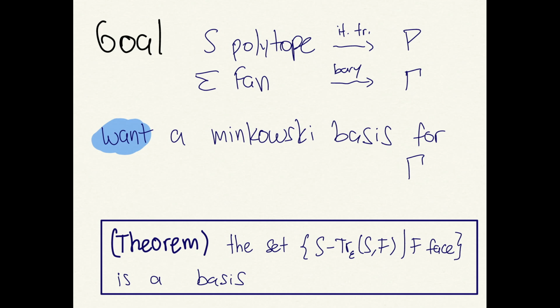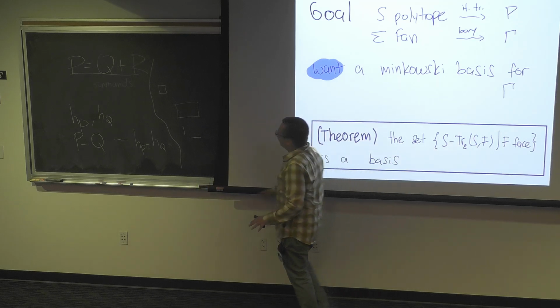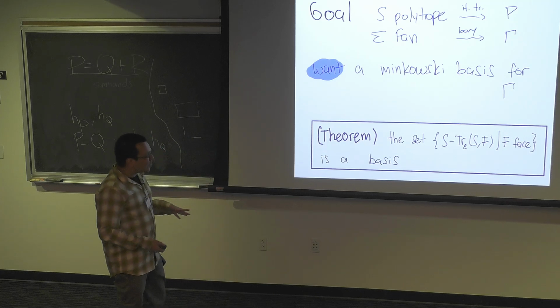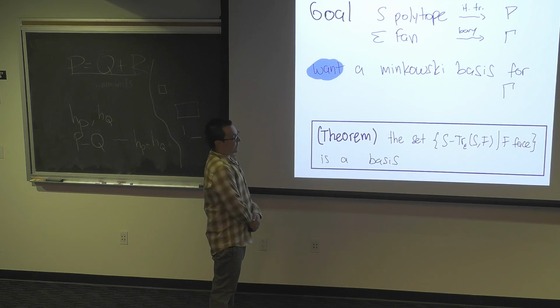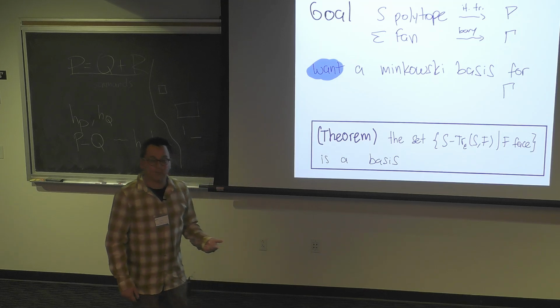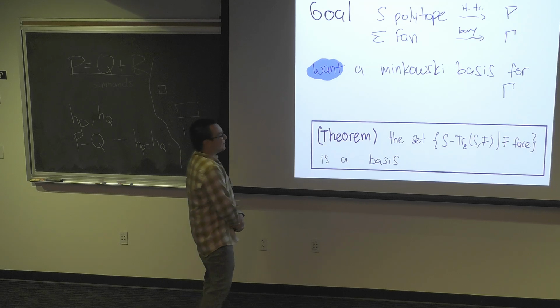So the first theorem is: take S and subtract the truncation along epsilon for every face. Do that for all faces. This is a basis. When I say this minus this, I really mean the difference in the support functions. This is not exactly what I want. This is just a linear basis for the set of piecewise linear functions. We have the right number, but we have to prove that they are linearly independent. That's not that hard, but that takes some work. That is some intense linear algebra.